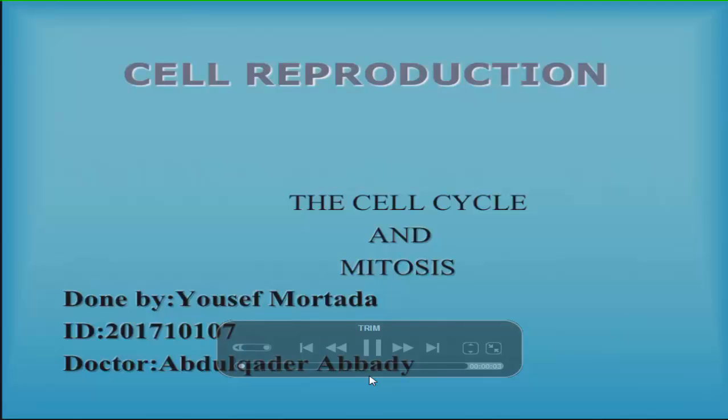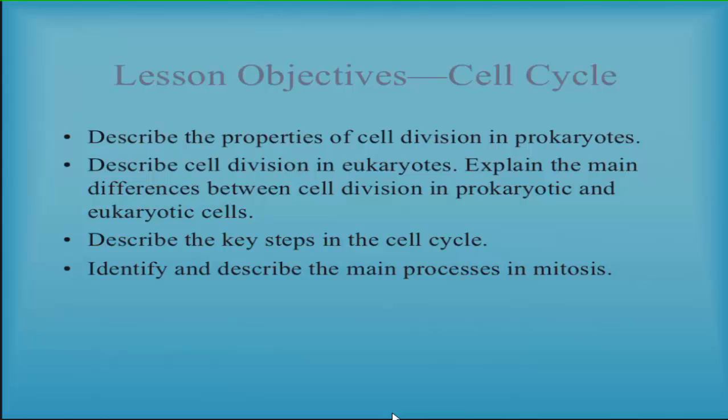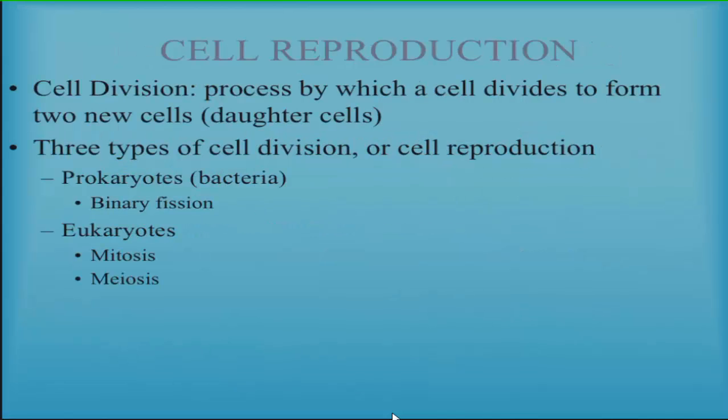Talking about the cell cycle and mitosis, these are the following objectives: I'll be talking about the properties of cell division in prokaryotes and eukaryotes, the difference between cell division in prokaryotic and eukaryotic cells, the key steps in the cell cycle, and at the end the main processes in mitosis.